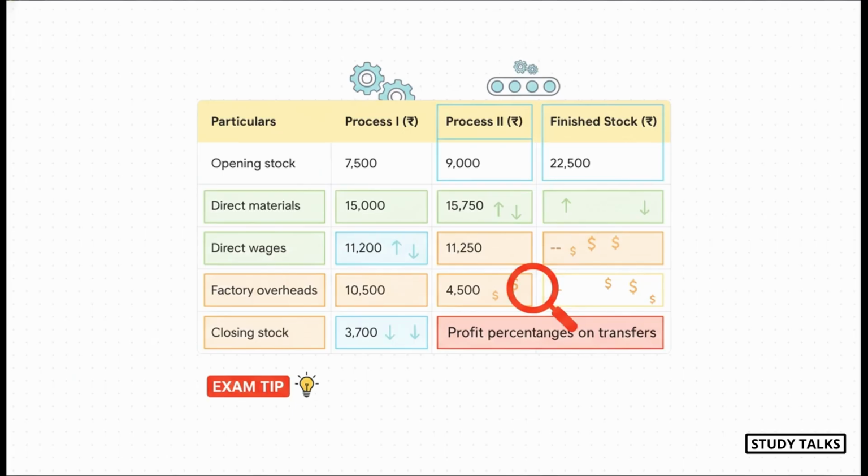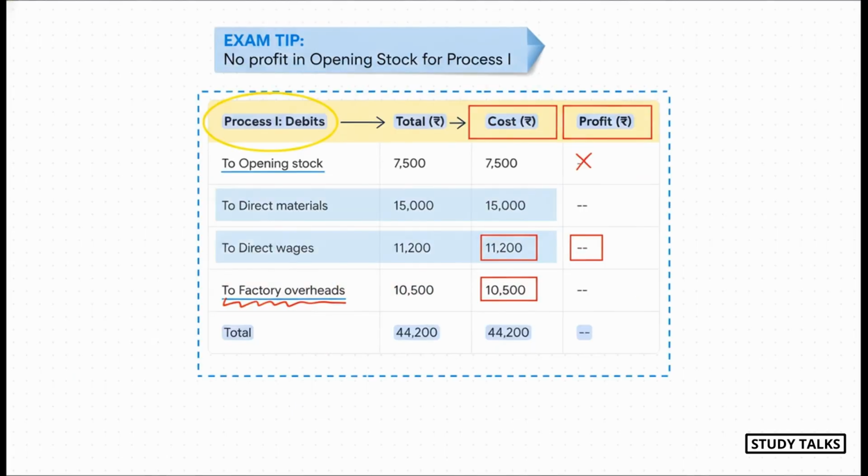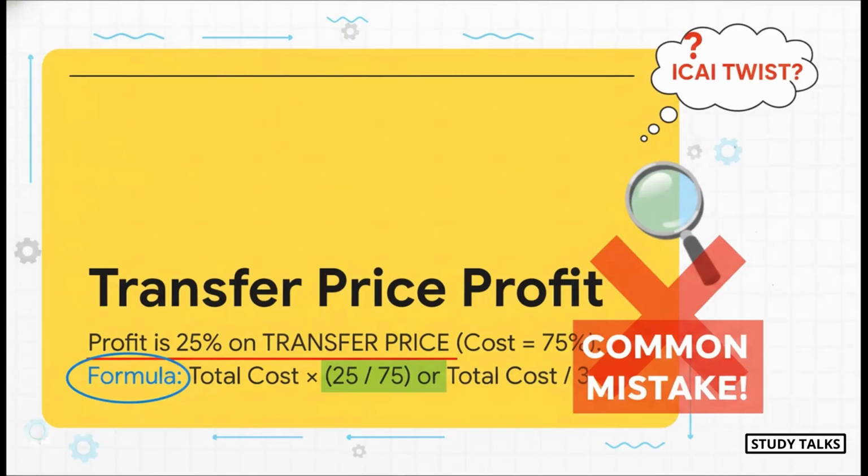It's totally manageable. Let's kick things off with the Process I account. See those three columns? Total, cost, and profit. Using this structure is non-negotiable. We start by putting all our costs on the debit side: opening stock, materials, wages, and overheads. Now, for Process I, it's simple because there's no profit element from a previous stage, so the total and cost columns are identical.